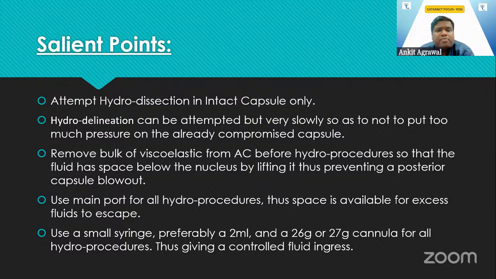So the salient points were: we have to attempt hydrodissection in an intact capsule only. For beginners, hydrodilation can be attempted, but very slowly so as to not put too much pressure on the already compromised capsule. They have to remove the bulk of viscoelastic from the AC before hydroprocedures so that the fluid has space below the nucleus by lifting it, thus preventing a posterior capsule blowout. We should use the main port for all hydroprocedures, thus space is available for excess fluid to escape, and we can also press the posterior lip for further escape of fluids.